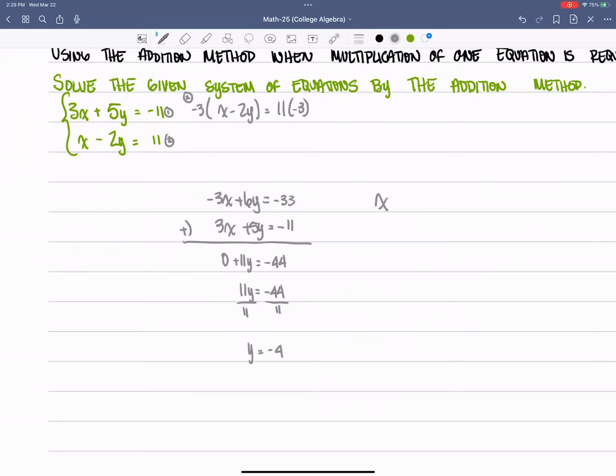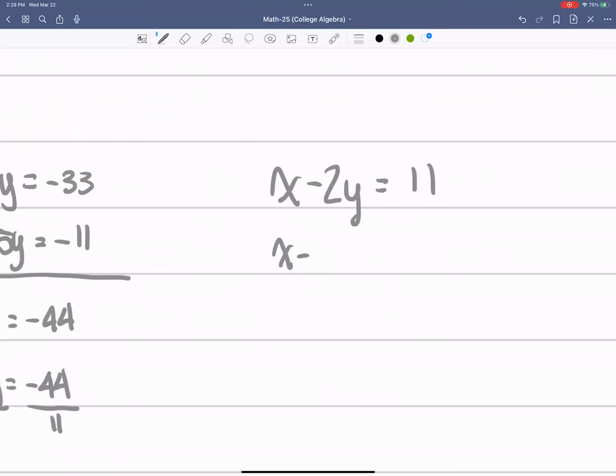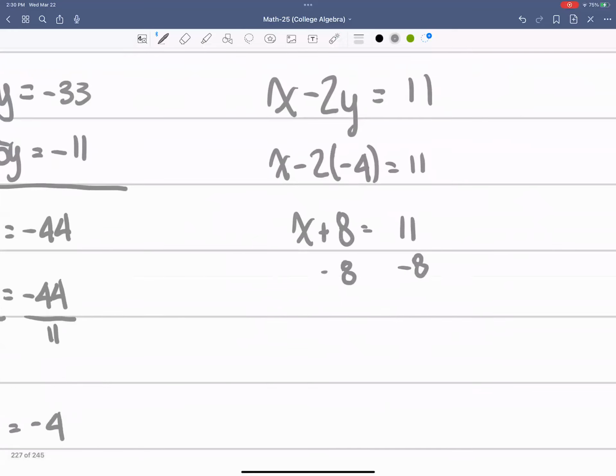We have x minus 2y is equal to 11. We have y is equal to -4. We're going to substitute it in here for y. So x minus 2 times -4 equals 11. Negative times negative is going to be positive. 2 times 4 is 8. And that should be equal to 11. To get x by itself, we just subtract both sides by 8. Then we have x is equal to 3.